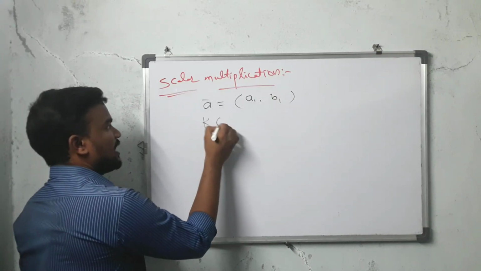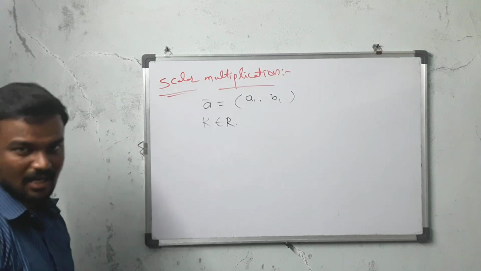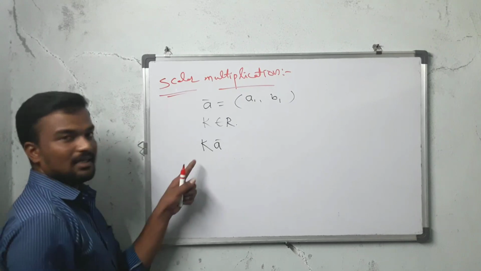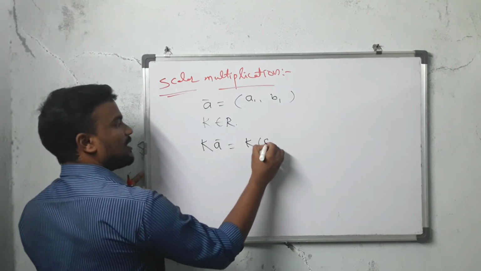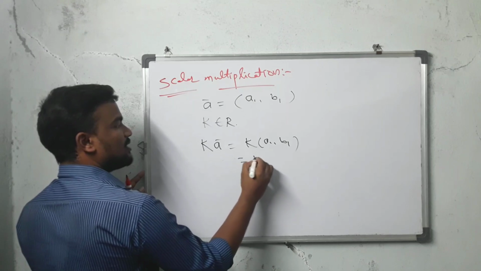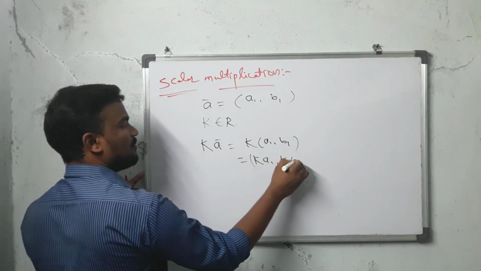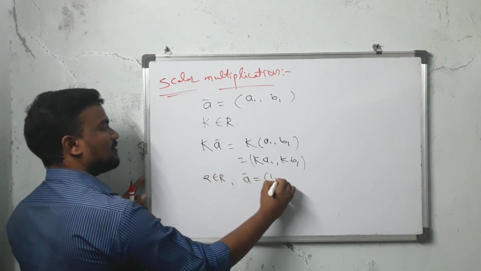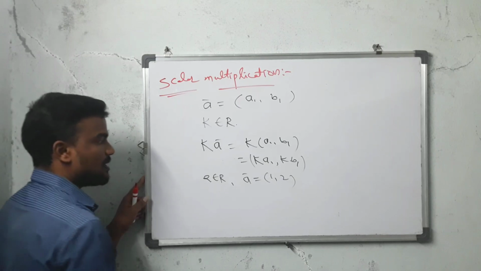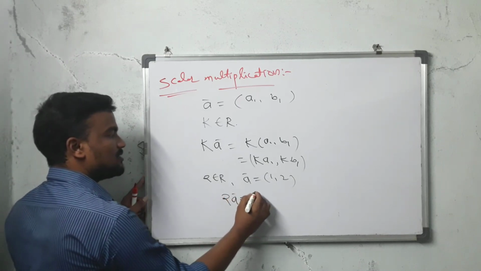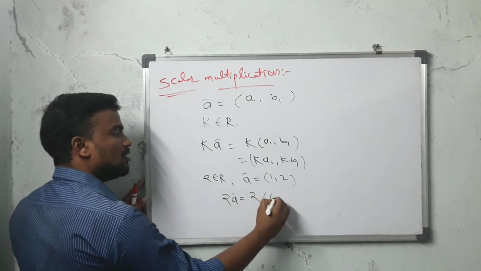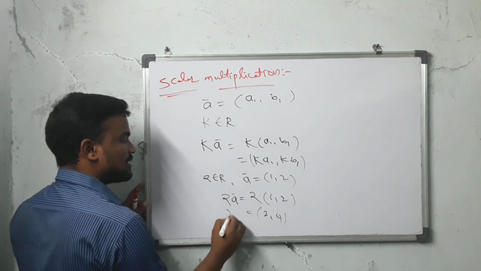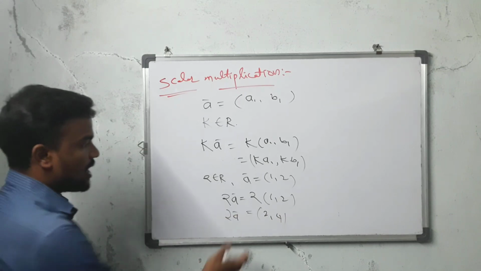Here k is any scalar, k belongs to the real numbers. Scalar multiplication means multiplying a vector with a scalar. What do we get? k times A1 comma B1, we write this as kA1 comma kB1. For example, 2 is a scalar and vector A bar is equal to 1 comma 2. Scalar multiplication: 2 A bar is equal to 2 into 1 comma 2. 2 ones are 2, 2 twos are 4. The scalar multiplication value is 2 comma 4.